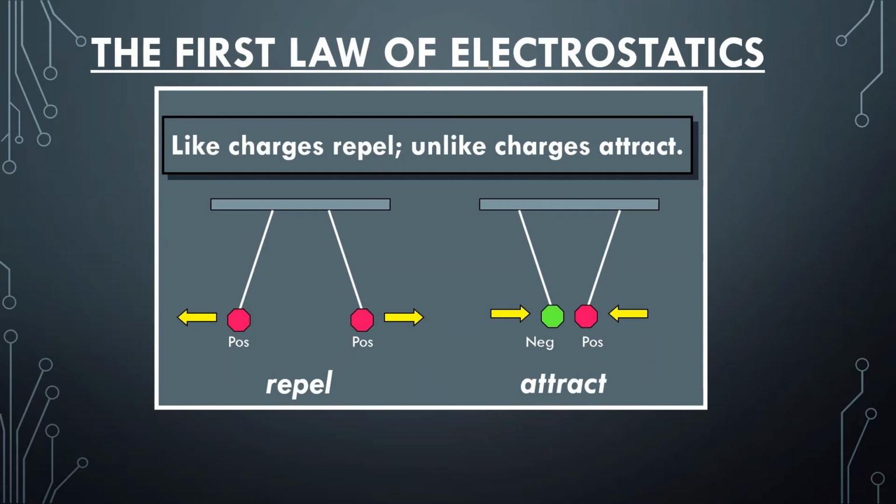So for like charges, they will repel each other. For example, if they are both positive or both negative, then they will repel each other. But if they are unlike charges, if one is negative and one is positive, then they will attract each other. So that is the first law of electrostatics, which states that like charges repel and unlike charges attract.